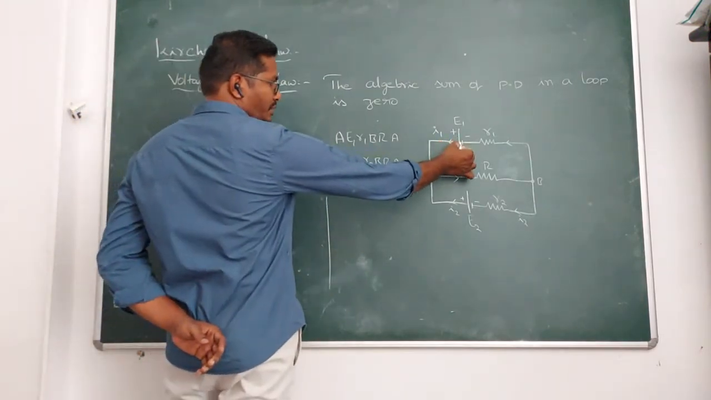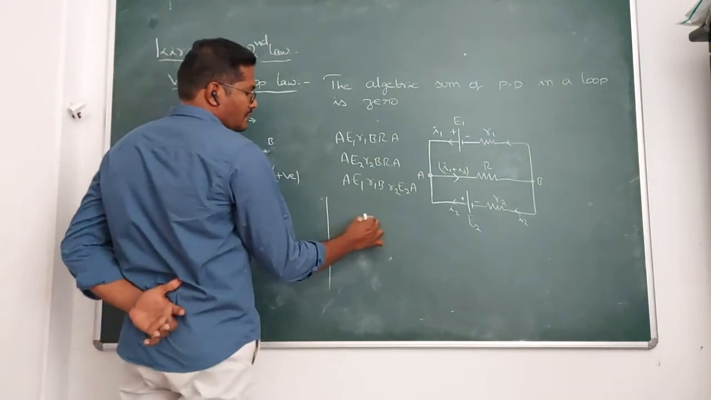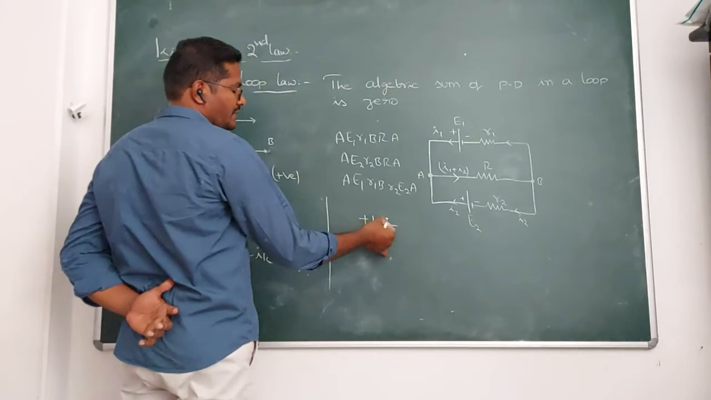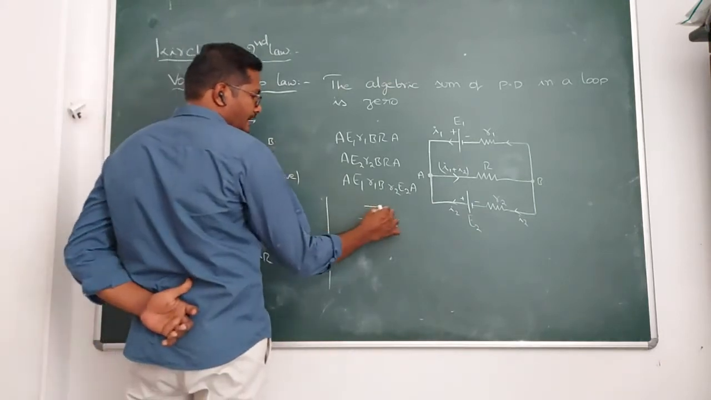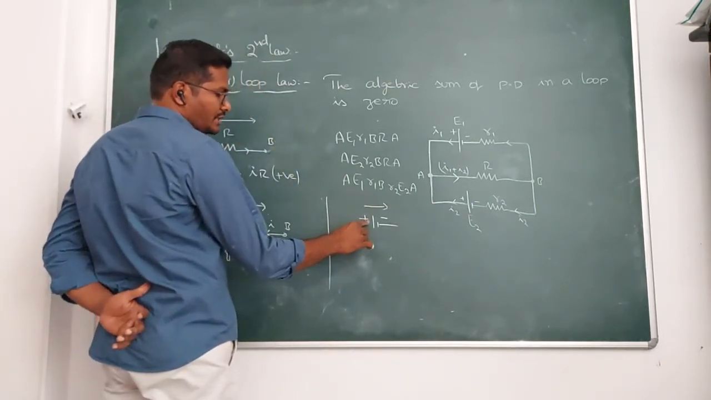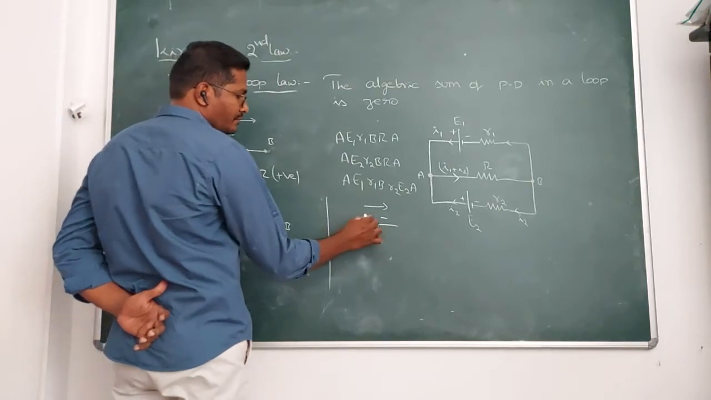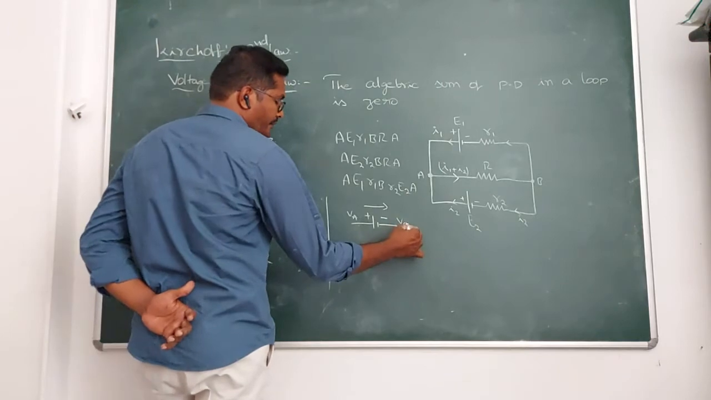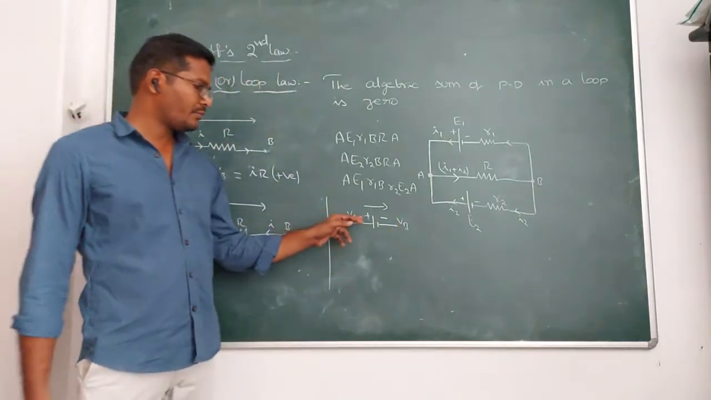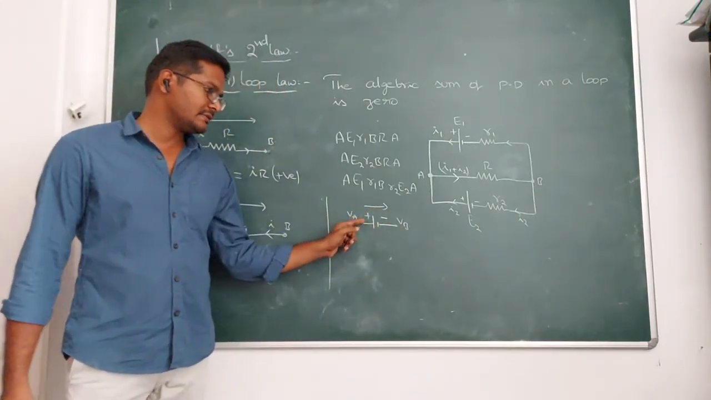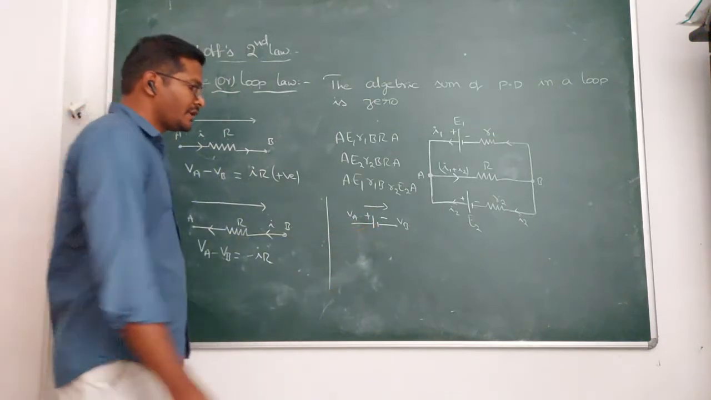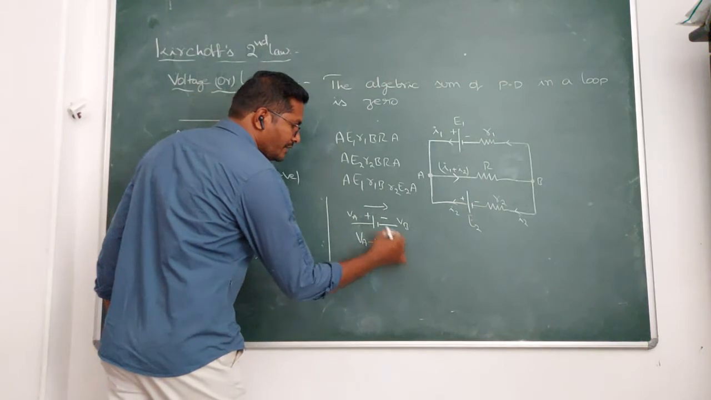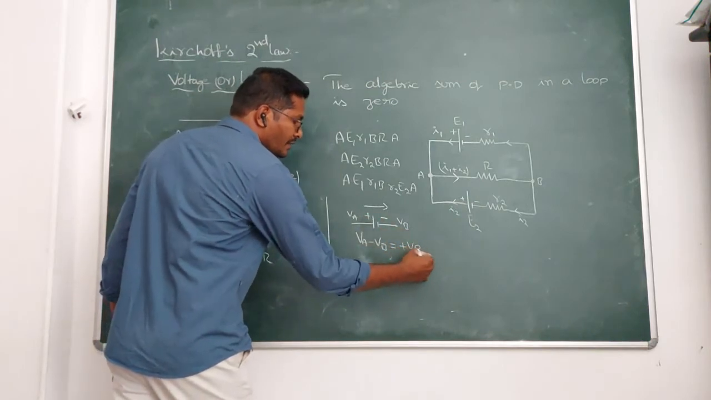EMF is the potential difference across E1. As you are moving from plus to minus, if you are calculating in this direction, this is at higher potential and this is at lower potential, plus to minus, this is VA and this is VB. As you are moving from higher potential to lower potential, this is taken as positive. So VA minus VB, across the cell you can take this as positive.